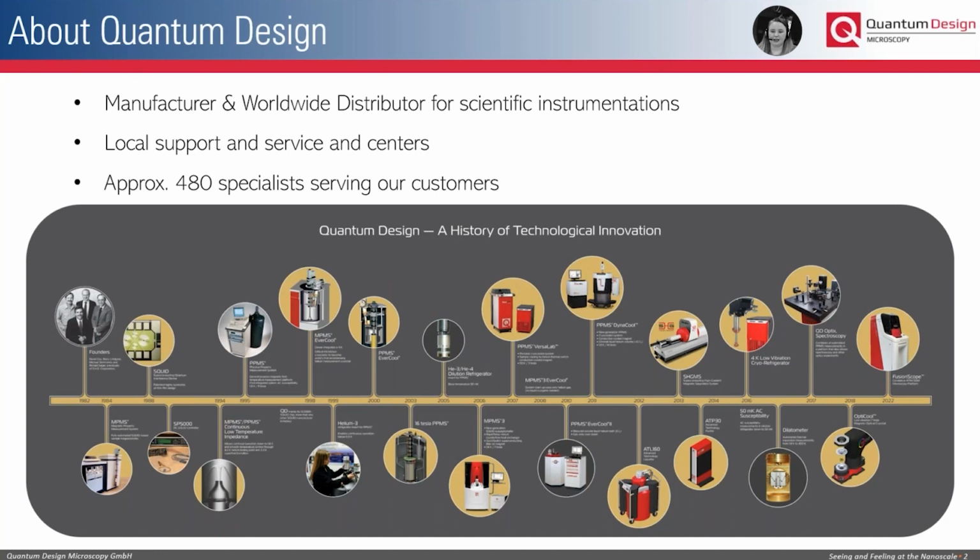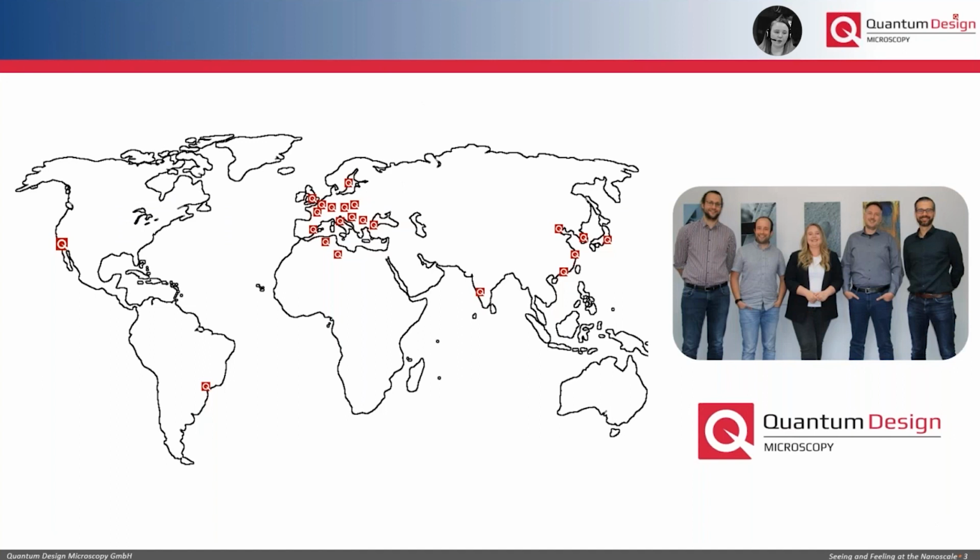Down here, you can see an invention timeline of Quantum Design. On the left side, you can see where everything started with the MPMS and SQUID system. And on the opposite side, you can see the topic of today's talk, the FusionScope, which is the newest tool by Quantum Design. As I mentioned before, we have offices all over the world.